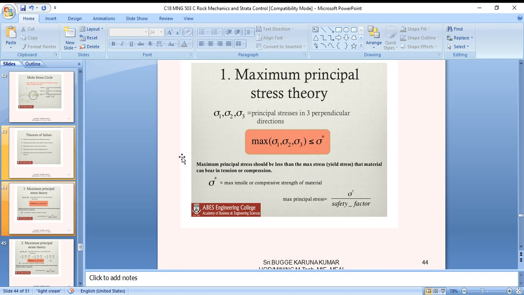So maximum principal stress theory: sigma 1, sigma 2, sigma 3 are the principal stresses in three perpendicular directions. The maximum of sigma 1, sigma 2, sigma 3 should be less than the yield stress that the material can bear in tension or compression. So the maximum tensile or compressive strength of the material, the maximum principal stress is equal to that.